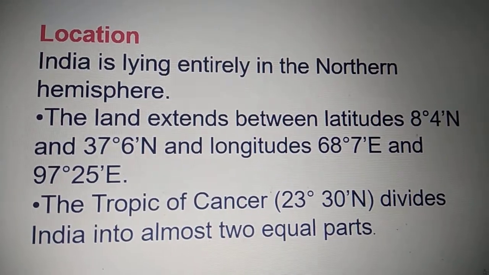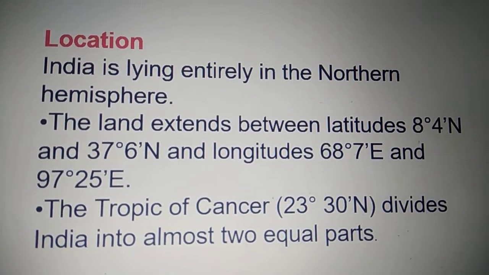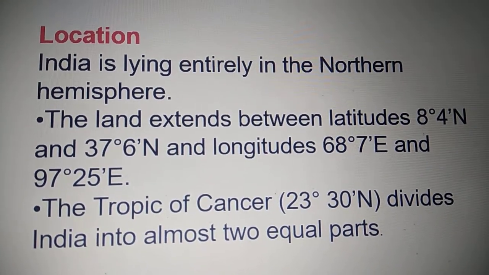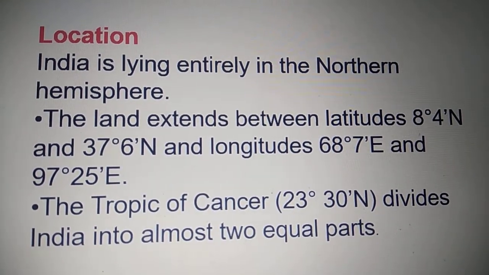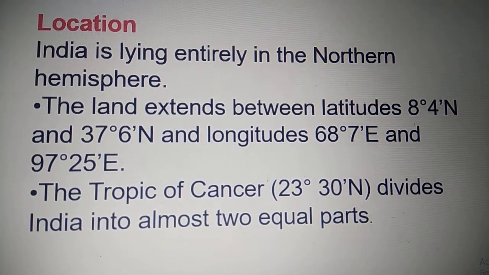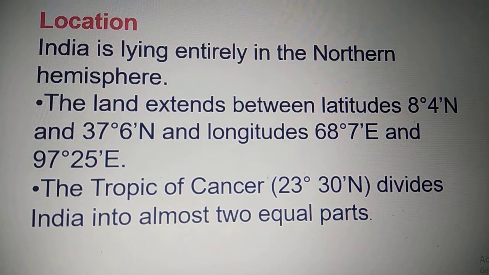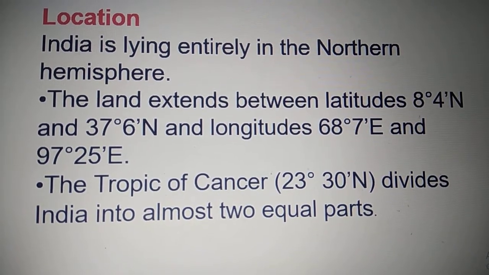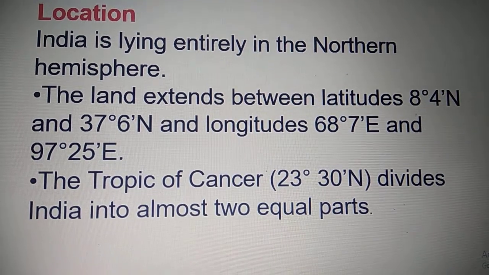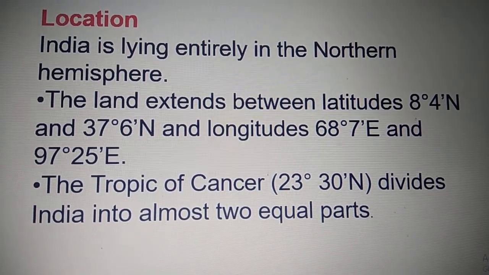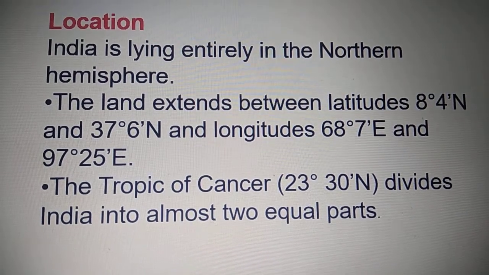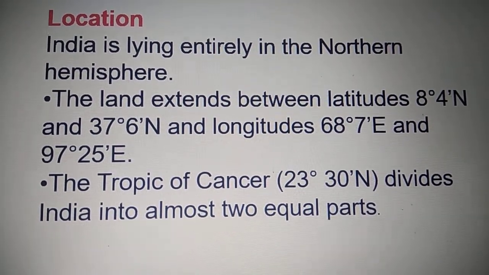So children, having understood what latitudes and longitudes are, if we are asked what is the location of India, we can now say that India is lying entirely in the northern hemisphere, and the land extends between latitudes 8 degrees 4 minutes north to 37 degrees 6 minutes north, and longitudes from 68 degrees 7 minutes east to 97 degrees 25 minutes east.